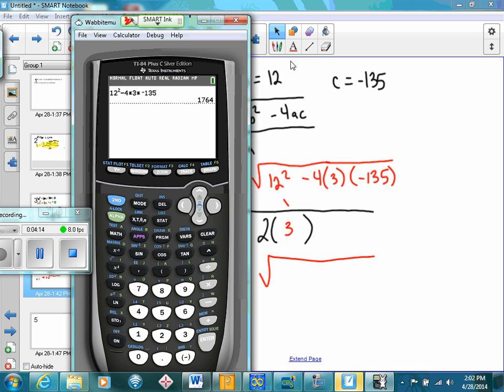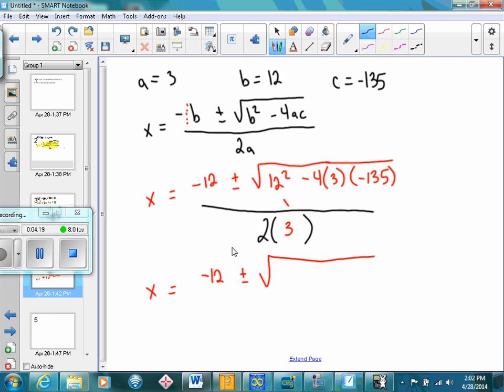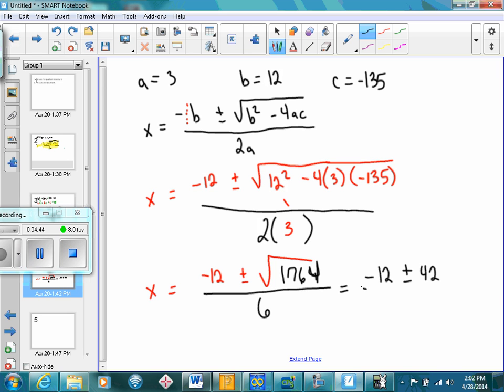So as I'm down here trying to simplify everything, I'll put 1,764 right here. Don't need that square root sign any longer, so I'll back that up just a little bit. And that's going to be divided by 2 times 3, which is 6. What's the square root of 1,764? It's actually 42. So we've got negative 12 plus or minus 42 divided by 6.